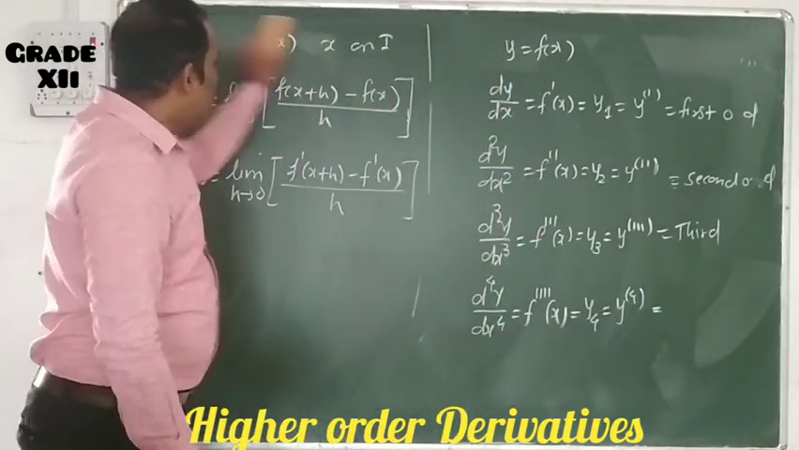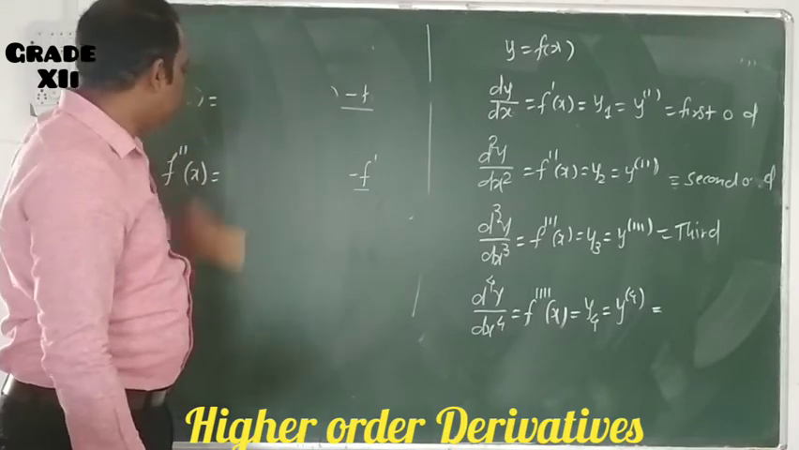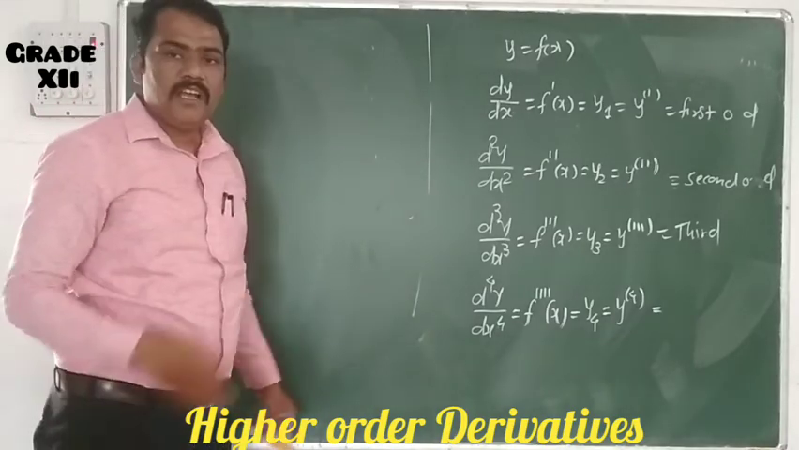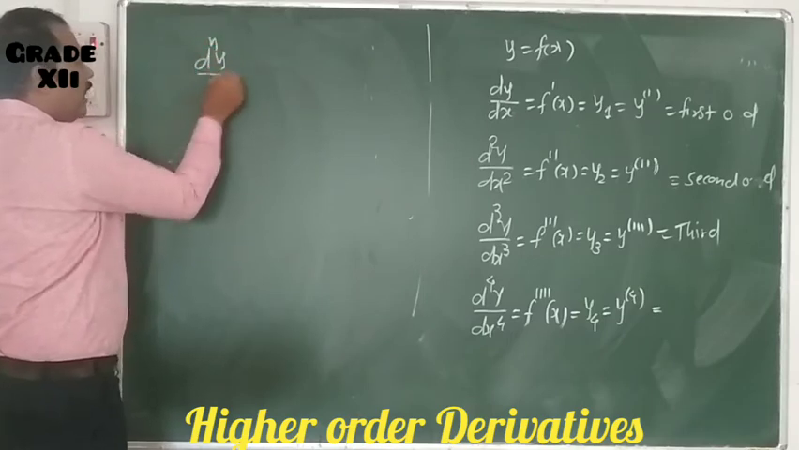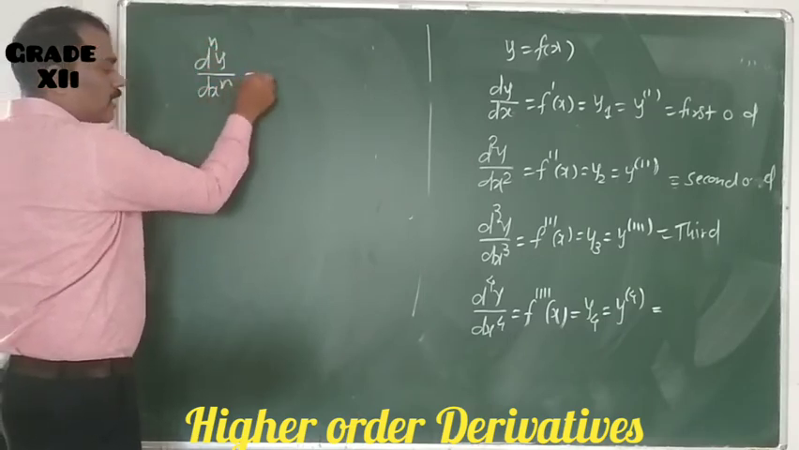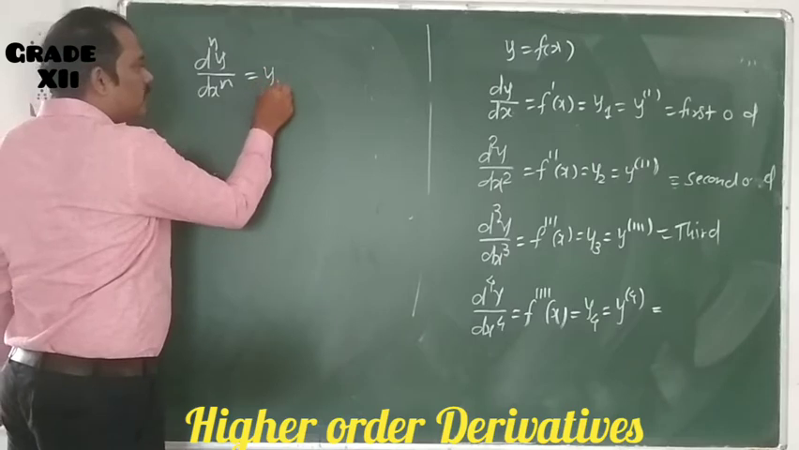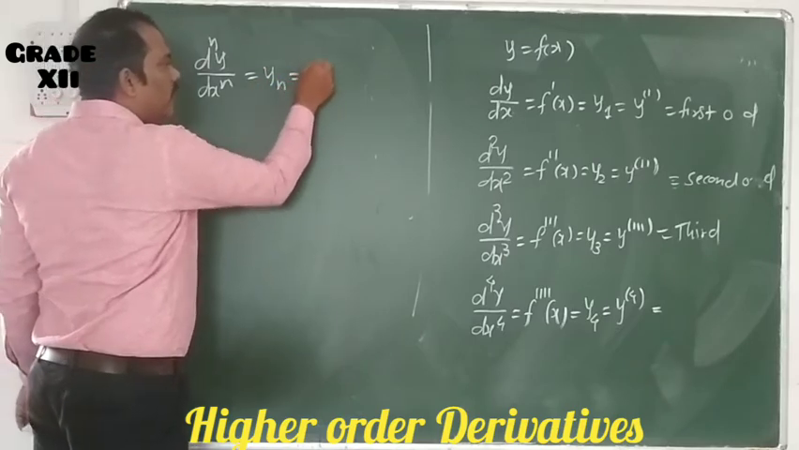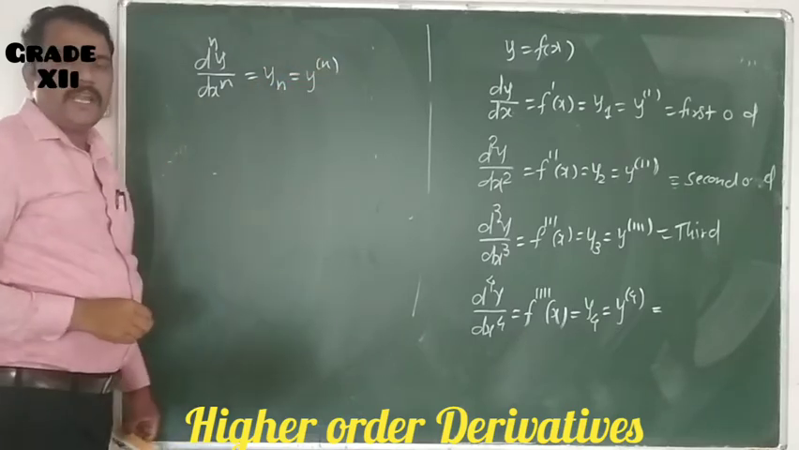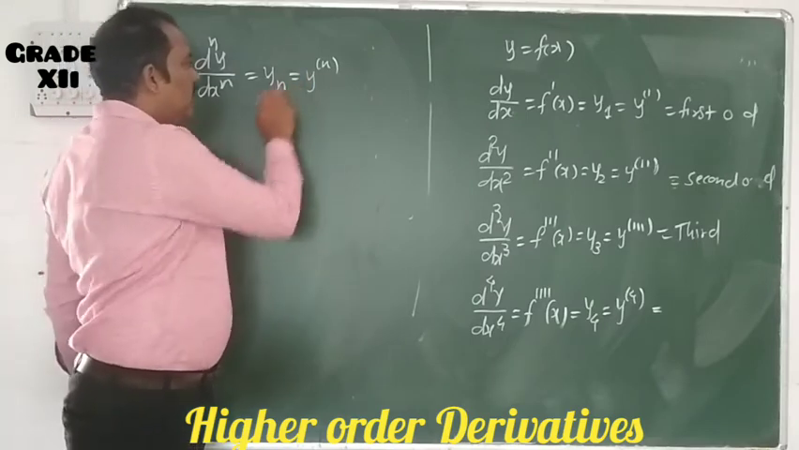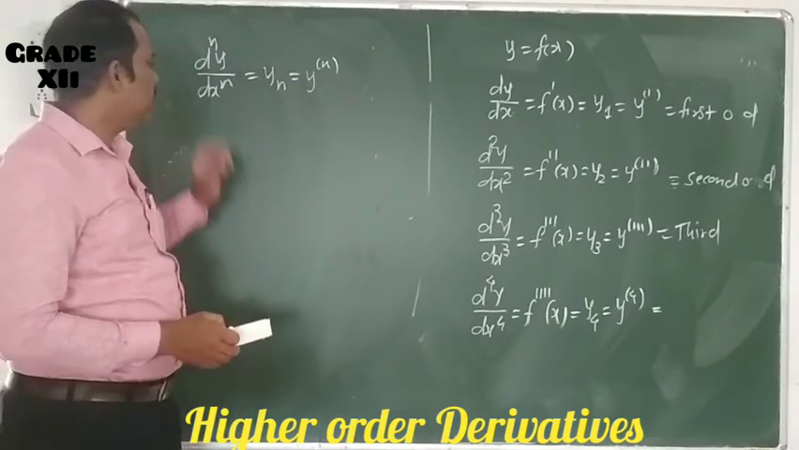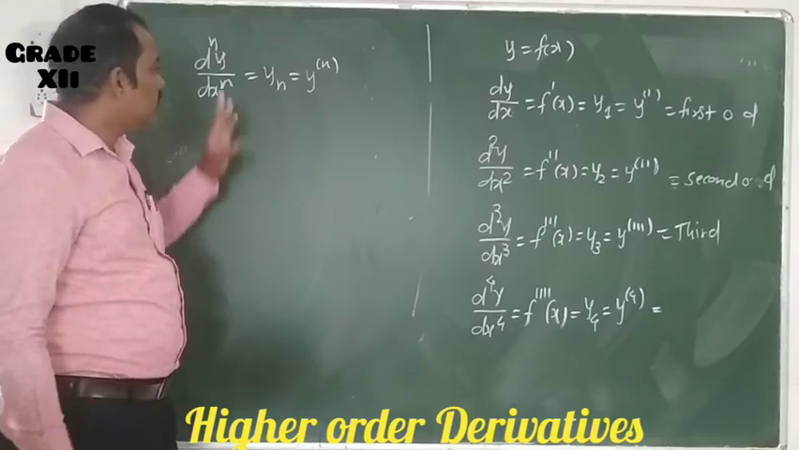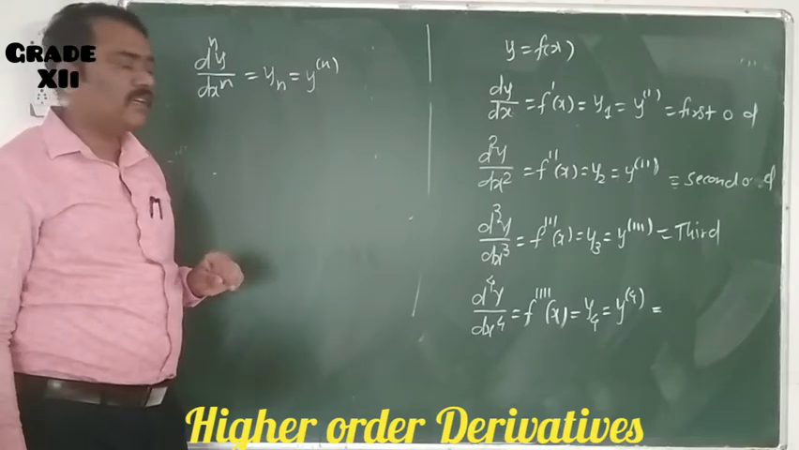Okay, so on. If this function is continuously differentiable up to n times, then its nth order derivative is given by dny by dx raised to n is equal to y with suffix n is equal to y raised to bracket n. What is the meaning of this? Nth order derivative of y with respect to whatever the independent variable is. Here the independent variable is x, which is nothing but the nth order derivative.